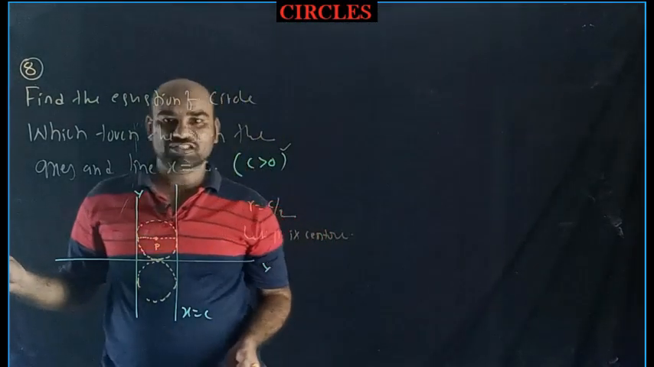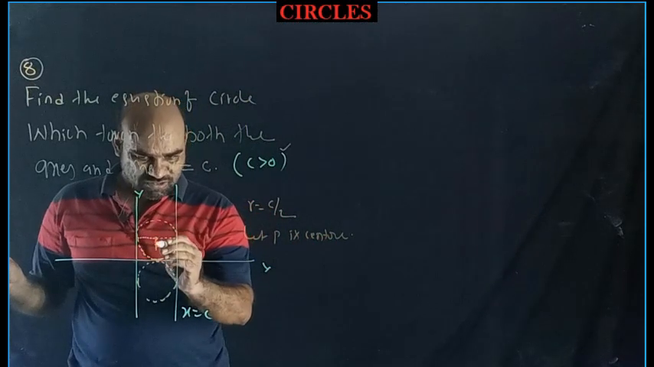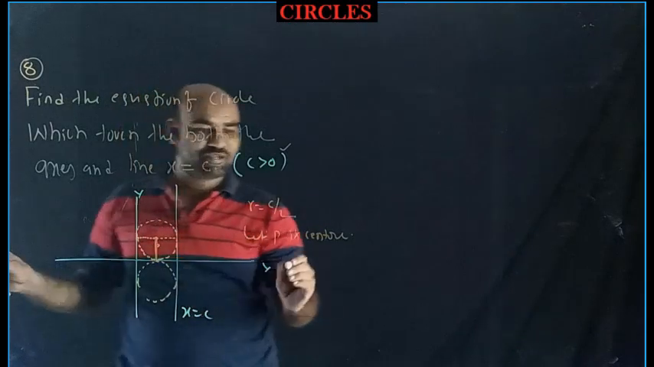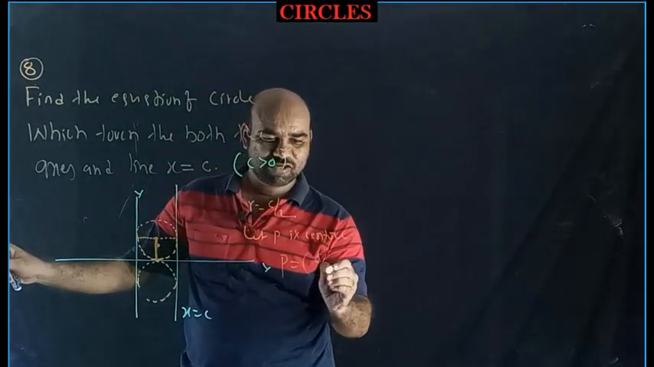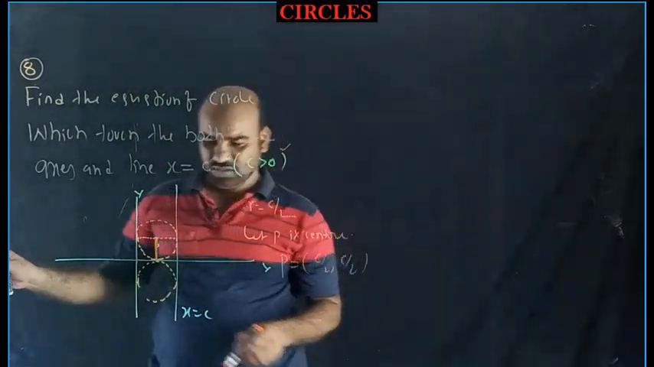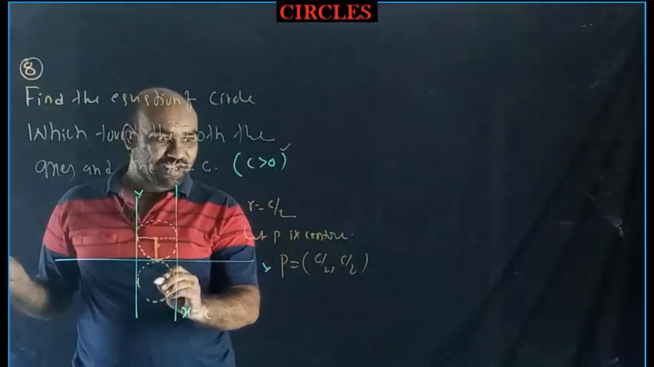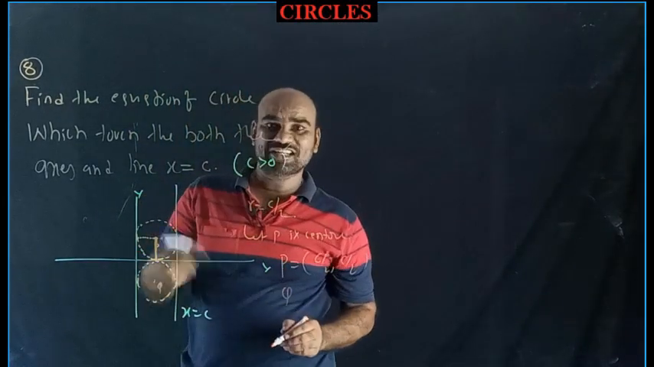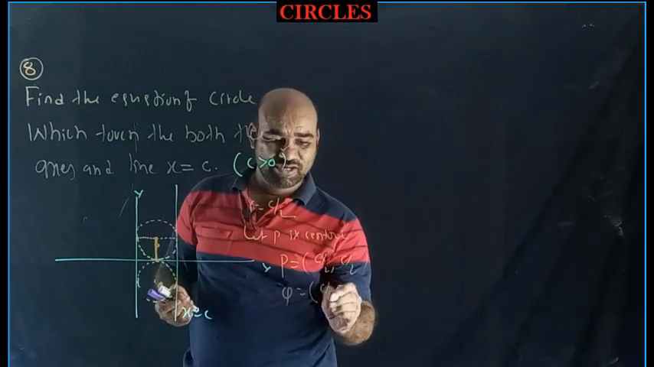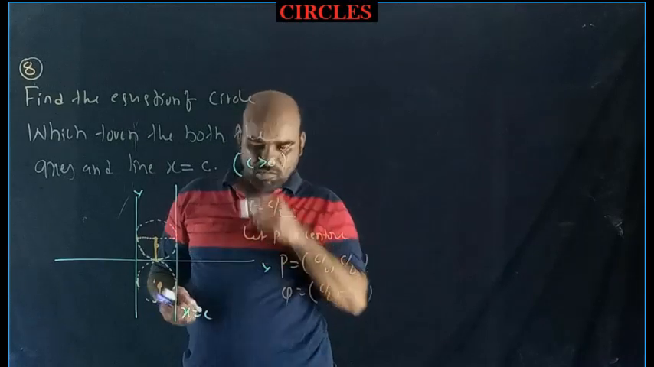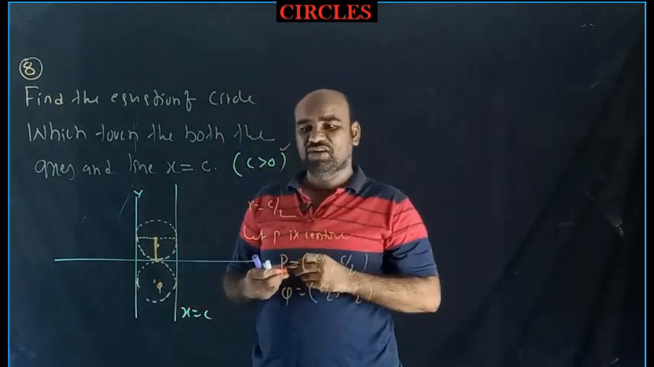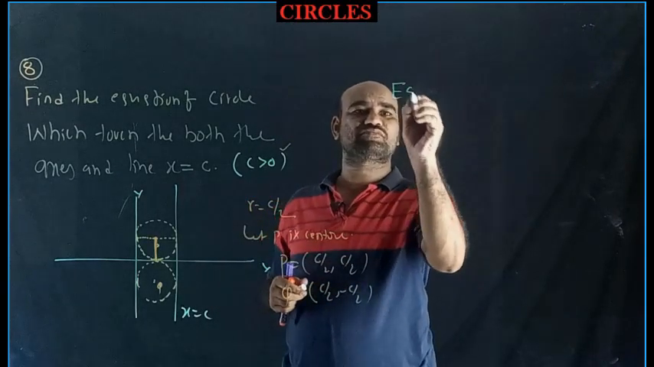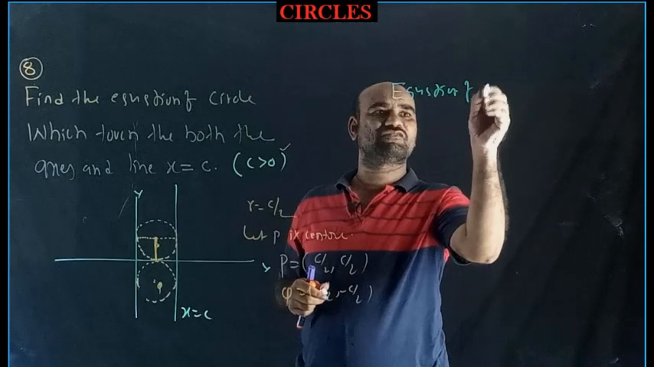Now I want to find the coordinates of P. Observe here, this is also c by 2 only, no? This is also c by 2 only, no? Automatically P is c by 2 comma c by 2. And this one, say Q, becomes the center of the other circle: c by 2 comma minus c by 2. Now center is there, radius is there, you can find the equation of the circle. So equation of circle.